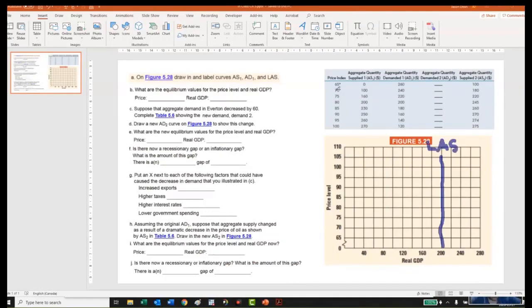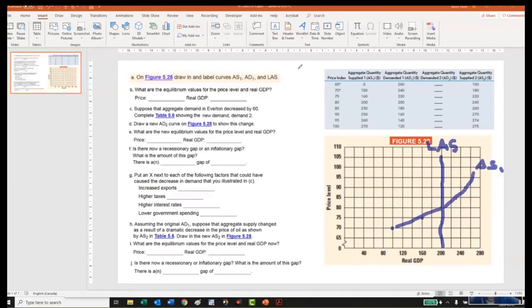Now, if I want to plot the short run aggregate supply curve, I'm just going to plot these points. I'm going to put a point at 70 and 100 here, and 75 and 160, 80 and 200, and 85 and 230, which would be around here, and 90 is going to be 250. So it's going to go up something like this. So that's aggregate supply 1, and then aggregate demand, let's plot a few points for that. We can see that it's linear, so that's good.